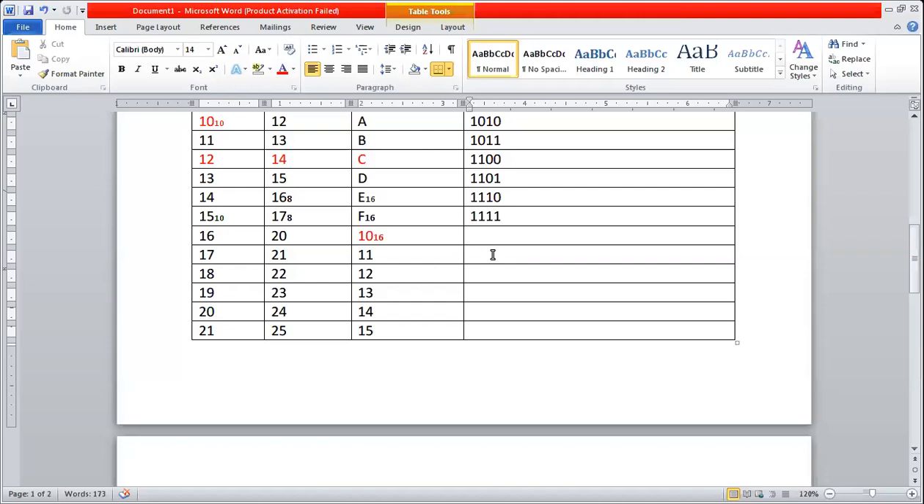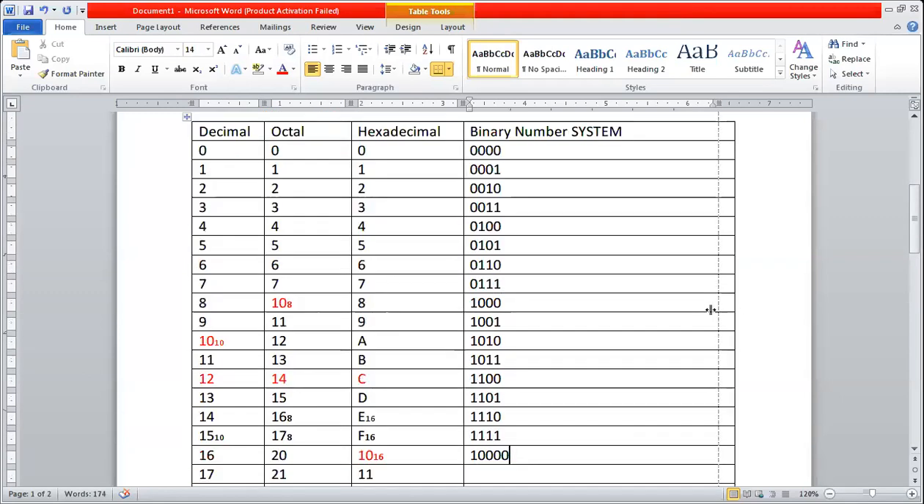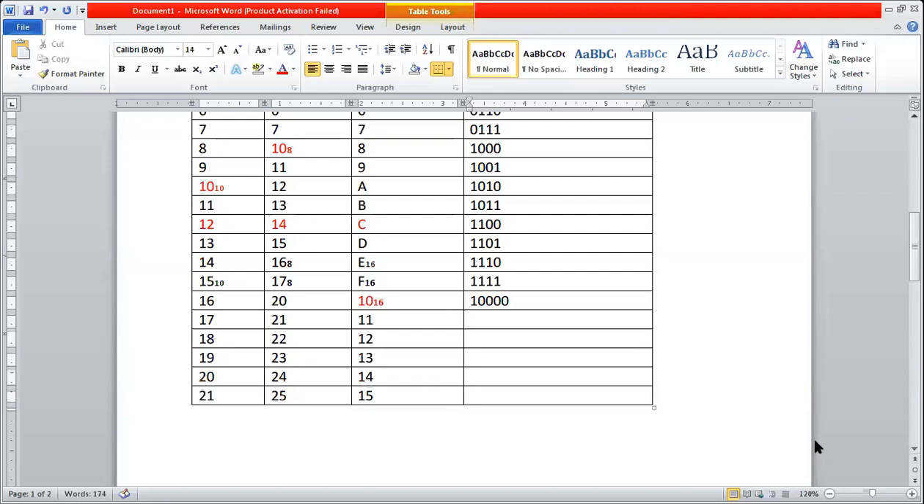What comes after 1111? Which number will come? One more variable we have to add. 10000. Yes, so one more variable we have to add. And again, this first bit is going to be varied, then second bit, then third bit, then fourth bit, and then the fifth bit.